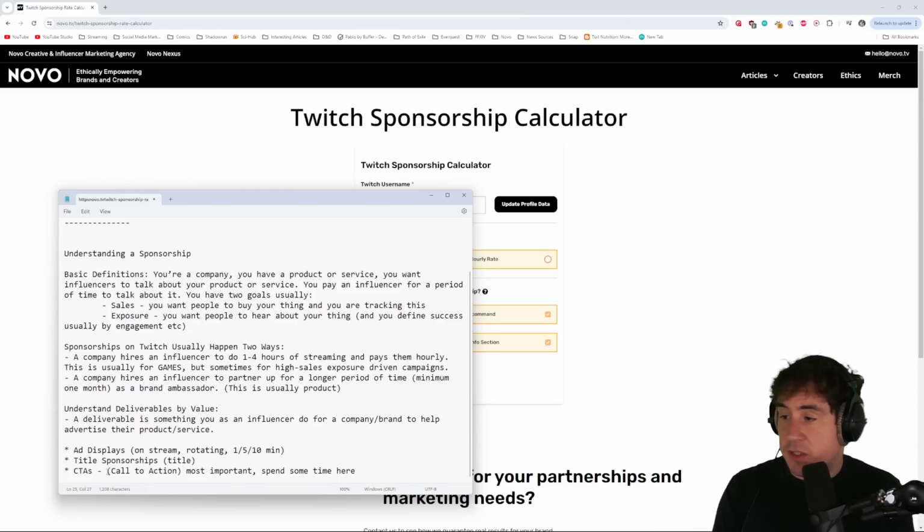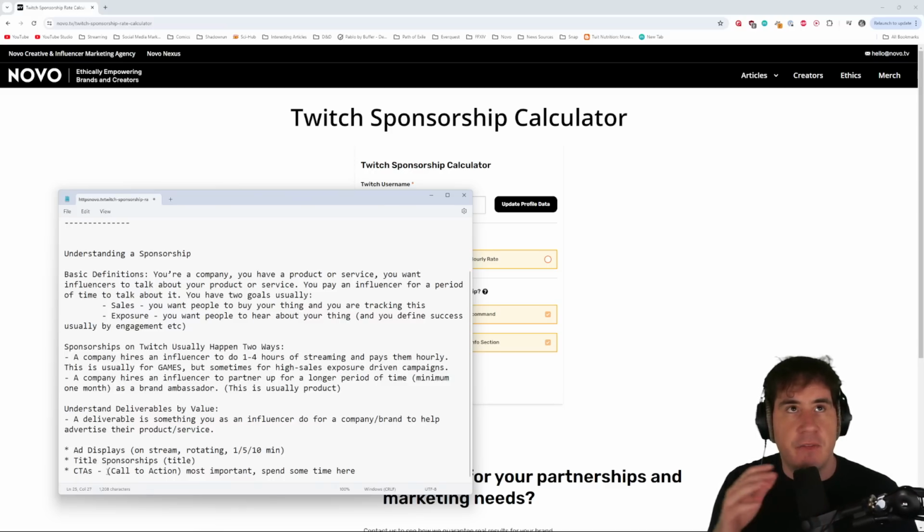So for that reason, CTAs are pretty much the singular price consideration, and everything else is just kind of a secondary price. Like how many calls to action you're going to do, in terms of your deliverables, in that hour or two, how many times you're going to call somebody to act on something.